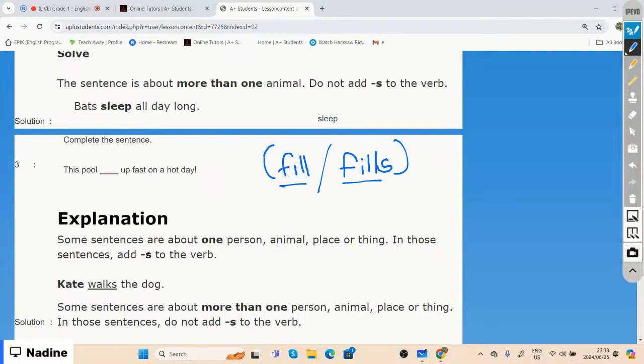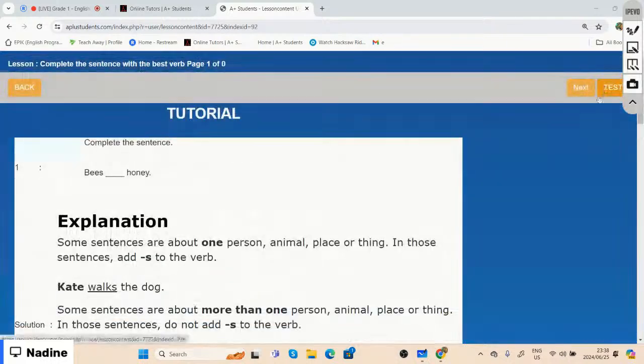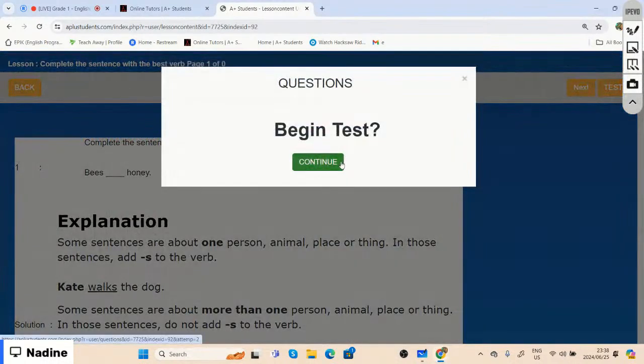All right, yes. And if we were to choose the correct word, then we will say fills, and fills is correct. Well done. Because remember, if we refer to one thing, then we add our s at the end of our verb. So well done, guys. Great job. All right, so now let's go to our test, where we are going to complete the sentence with the best verb.